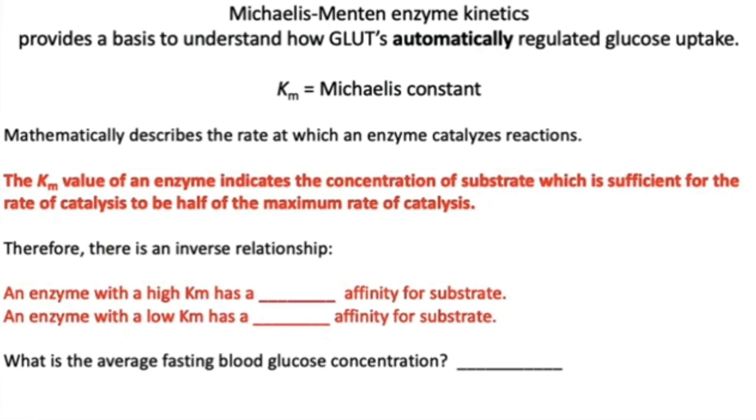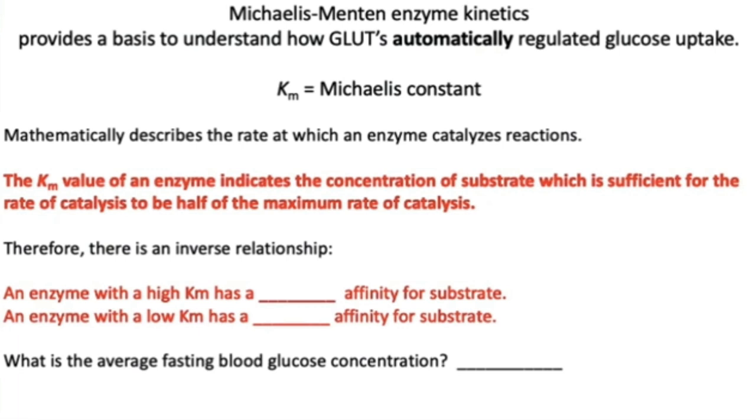The way to think about this is if you have a high Km value, that means it takes a high concentration of substrate for it to bind to the enzyme. A low Km value means that at a very low concentration of substrate, you're half bound. So in other words, an enzyme which can bind to something at extremely low concentration would have a low Km value.